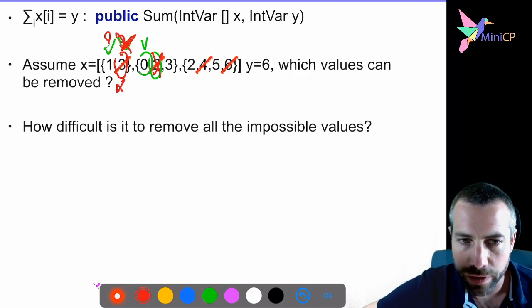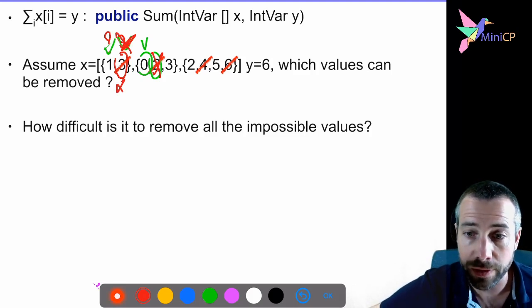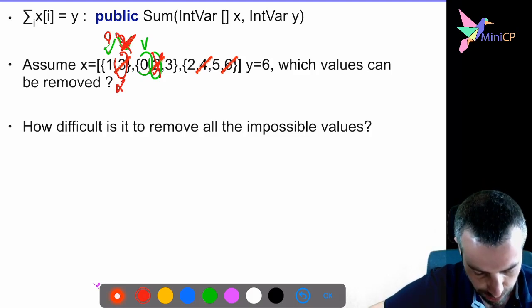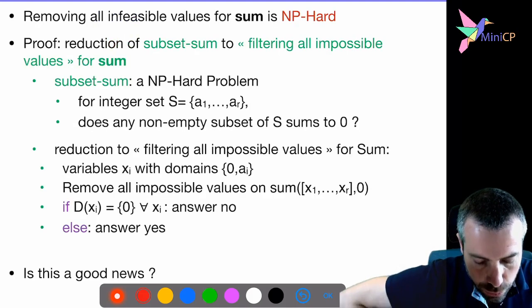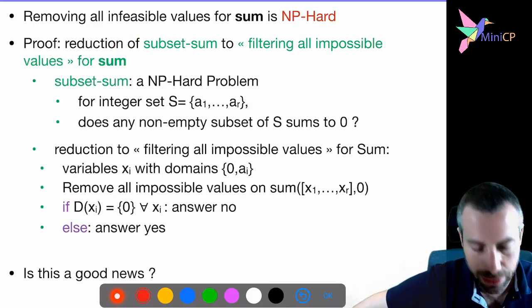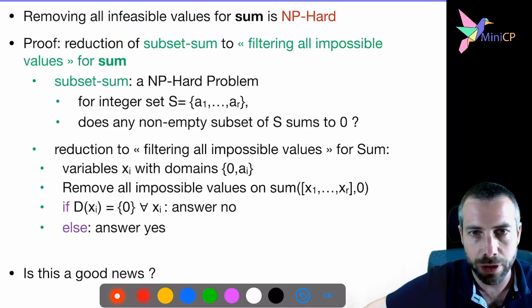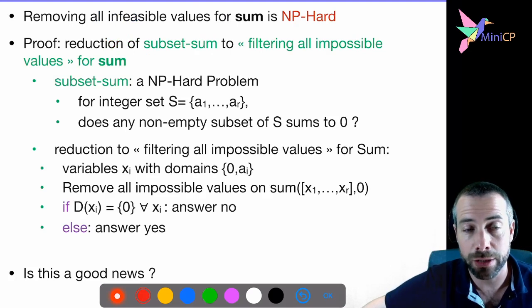So the question is, how difficult is it to remove all these values? What's the time complexity of an algorithm that would be able to do that for the sum constraint? And the answer to that is it's really hard. It's an NP-complete problem to do this. And we can convince ourselves of this by applying a reduction algorithm.